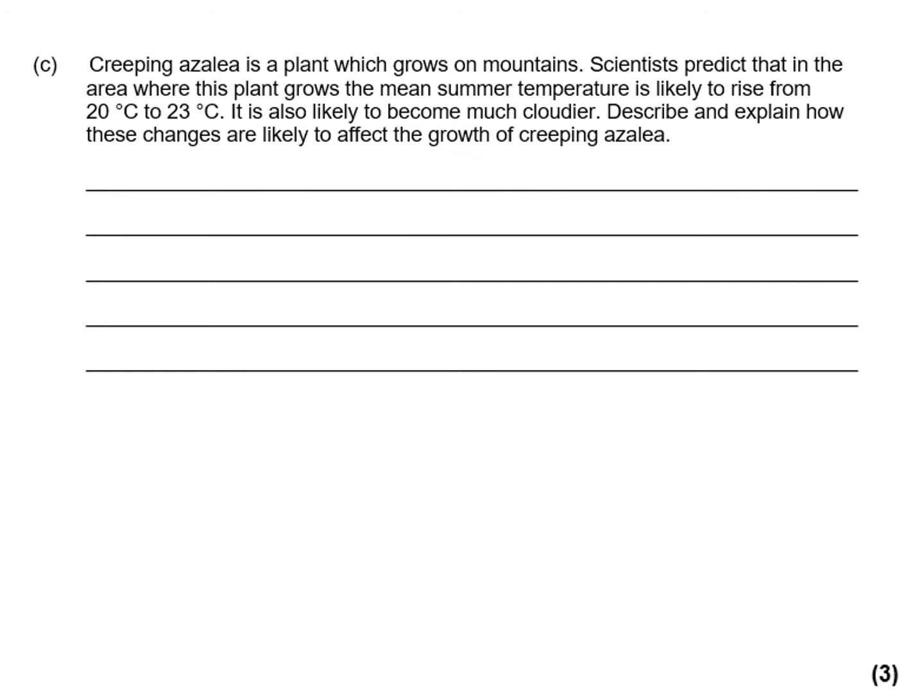Okay, creeping azalea is a plant which grows on mountains. Now scientists predict that in the area where this plant grows, the mean summer temperature is likely to rise from 20 to 30 degrees C. So the temperature is going to go up very slightly. Now that's quite specific, so we're going to use that on the graph. I'm going to have a look at that in a minute. And it also says the plant is likely to grow in this area that becomes more cloudy. So if it's more cloudy, then that is going to reduce the light intensity. So we're going to have low light intensity.